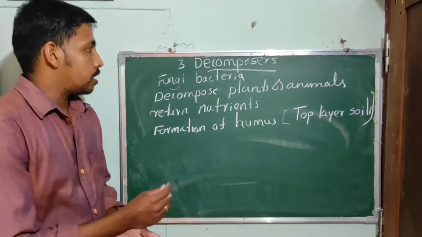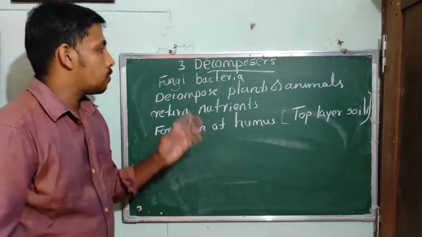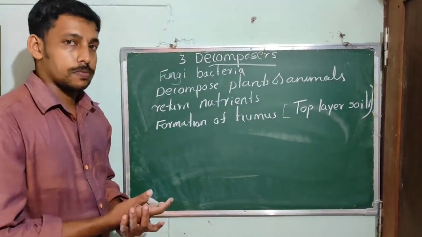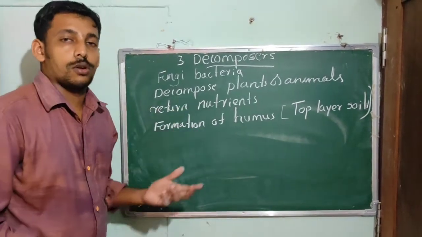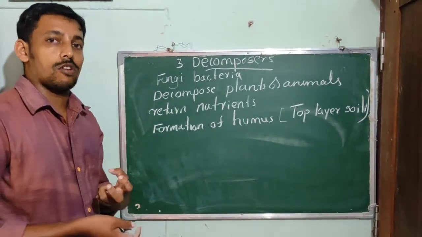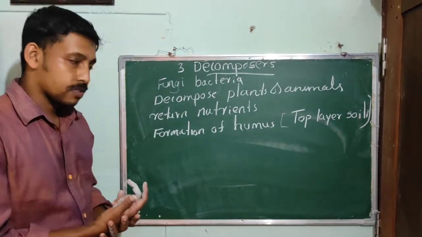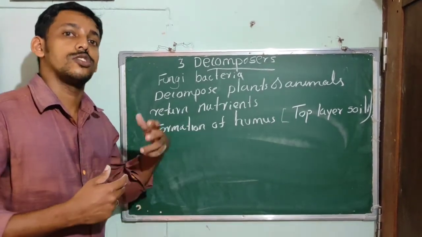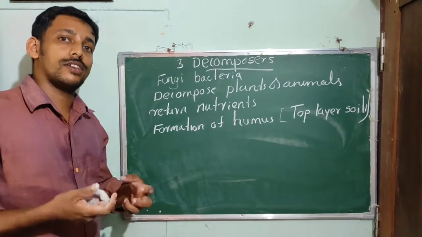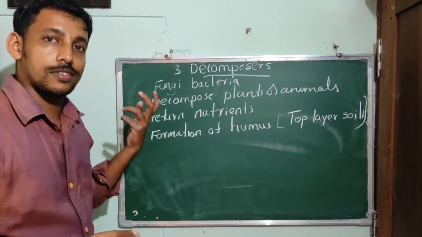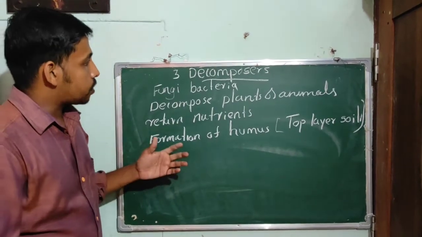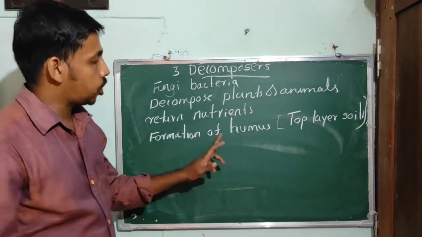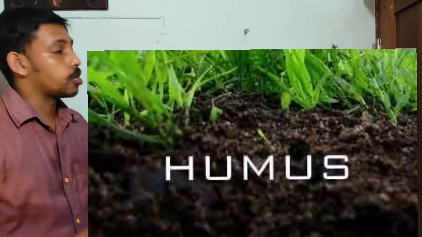The decomposers in the forest ecosystem include fungi and bacteria. They decompose and destroy the dead remains of plants and animals. In that way, they return the nutrients into the soil, and from the soil the plants can again absorb these nutrients. They are also helpful in the formation of the top layer of the soil, which is known as the humus.